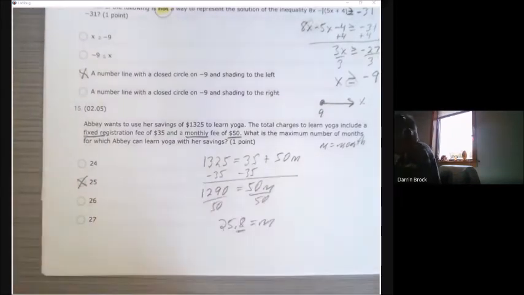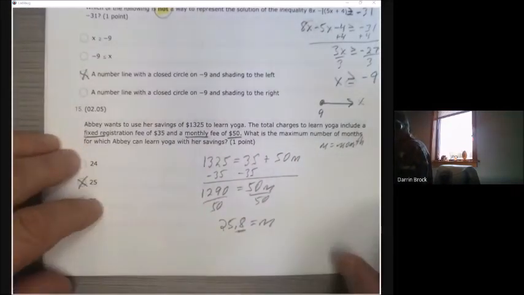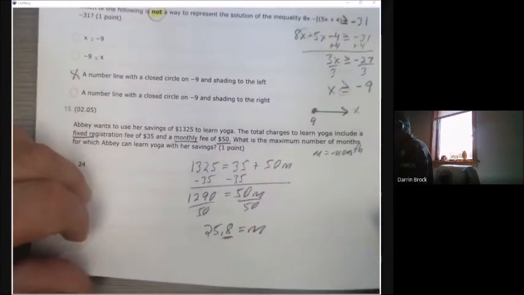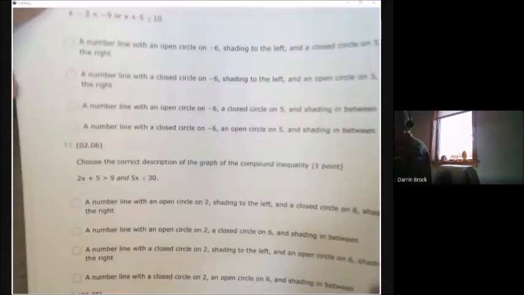But don't round that up, because we're talking about purchasing something, and she doesn't have enough money to buy a complete month. And this doesn't give any option on partial months. So that's where you'll end up choosing the wrong answer just out of habit of rounding. So you have to look at the context of the problem. And in the context of the problem, we can't do any decimal.